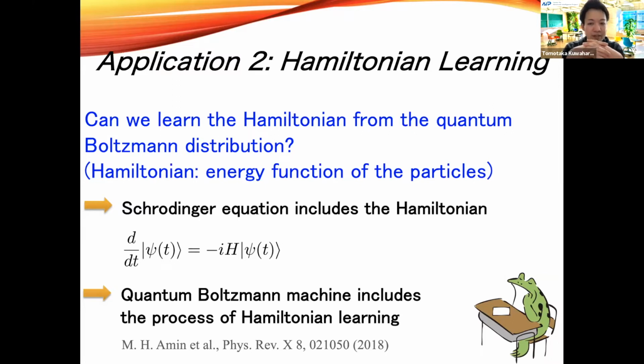The second point is quantum Boltzmann machine learning. The quantum Boltzmann machine is one of the quantum neural networks utilized for quantum machine learning. In the learning of the quantum Boltzmann machine, we necessarily need to perform the Hamiltonian learning from the quantum Boltzmann distribution.